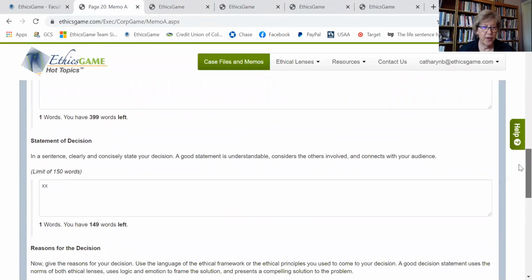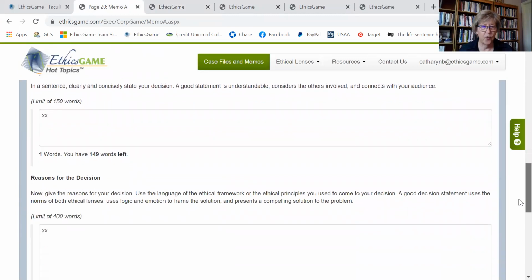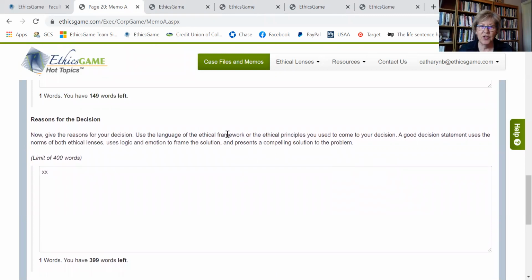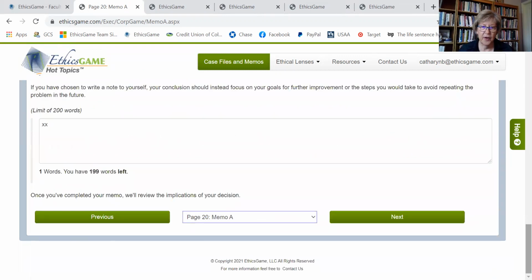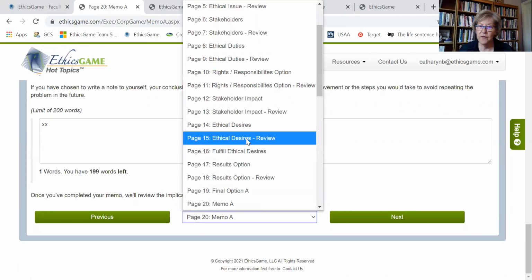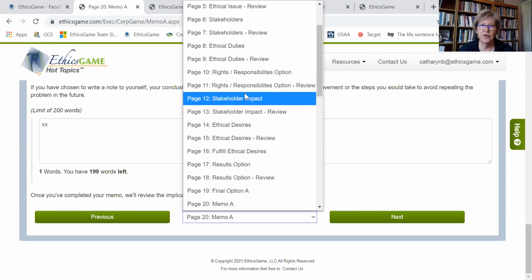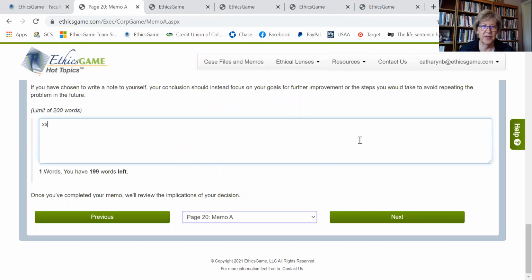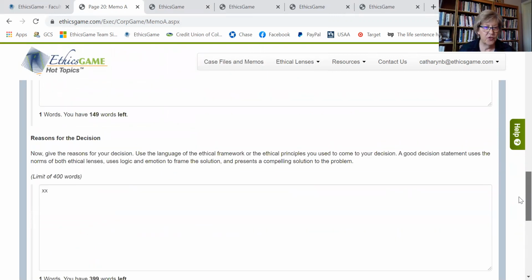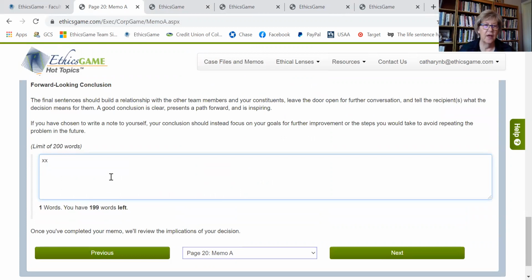If you get down here and you move into what your decision was and your reason for your decisions, you are asked to use the language of the ethical framework or the principles that you used to come to your decision. And again, as you noticed when I was at the very bottom, you can go down here and go back to any one of these pages that you've already gone to and review. What did we say about ethical desires? What did we say about the rights and responsibilities lens? And then as you finish, you give a reason that you have acted in this particular way, a reason for encouraging people to behave in a particular way.